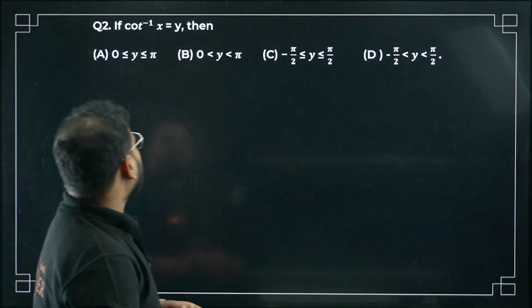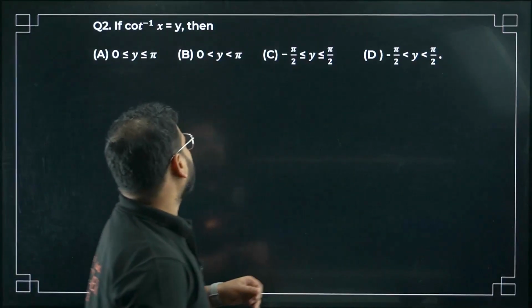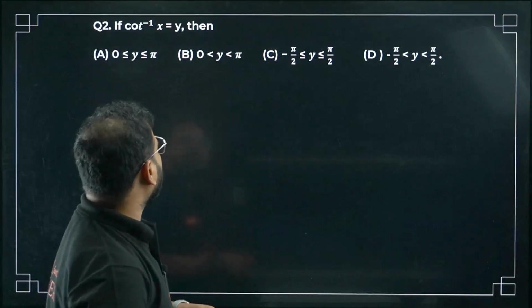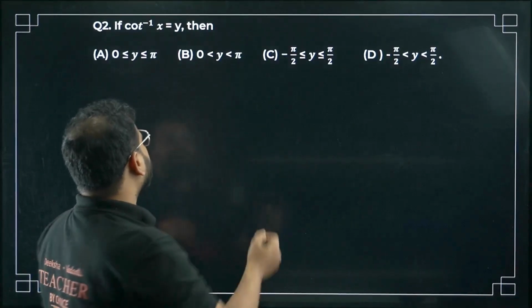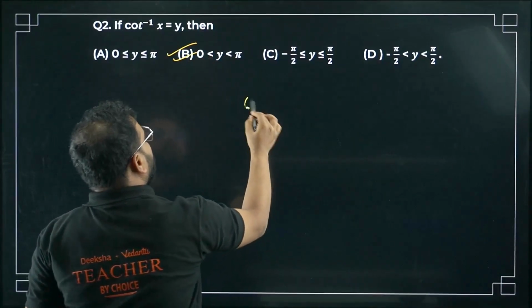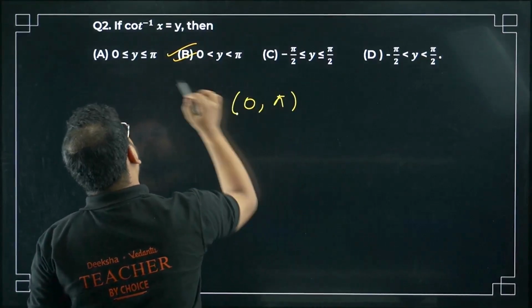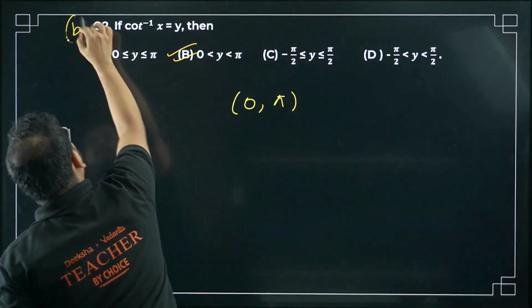Chaliye. So second, sir, if cot inverse of x is y, then bacha, they are asking the range actually, right? The range of cot inverse of x is 0 to pi. Remember this answer, 0 to pi open. Answer is B. We have done this.